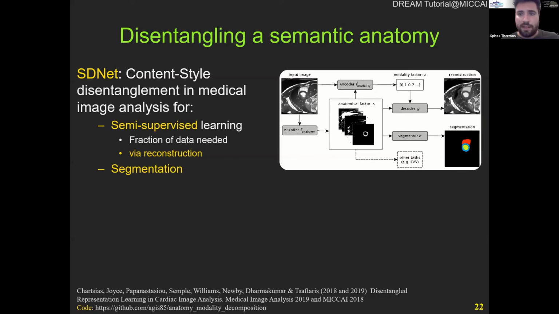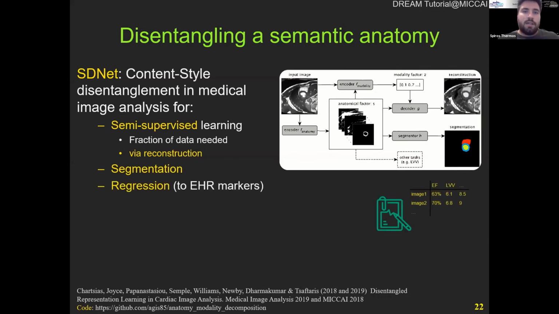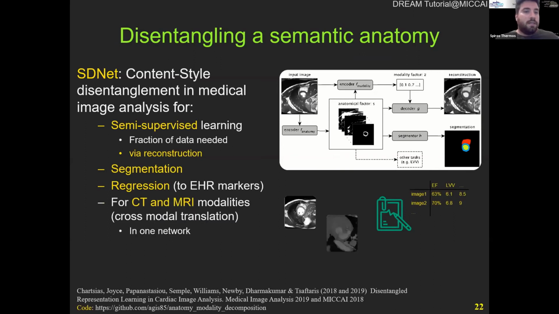So the anatomical representation can be used for segmentation, or both of the representations can be used for regression to some electronic health record markers. And of course, since we disentangle the anatomy from the appearance, from the modality, we can use almost any modality. As I said earlier, SDNet has been tested with MRI and CT scans.